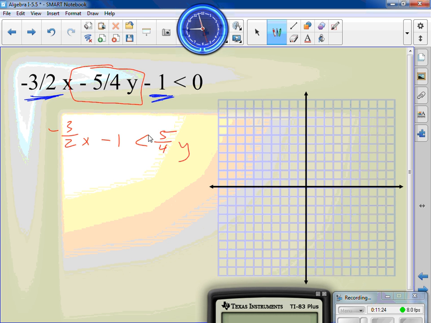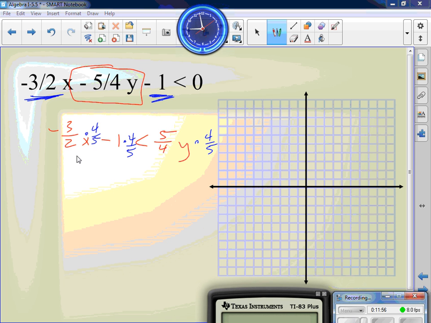How do I get rid of something being multiplied by a fraction? Multiplied by the reciprocal. I heard a couple people say I need to multiply by 4 and then divide by 5. It's the same thing. Multiply by 4 over 5, multiply by 4 over 5, multiply by 4 over 5. Everything has to be multiplied by it. A lot of people forget to multiply the negative 1.